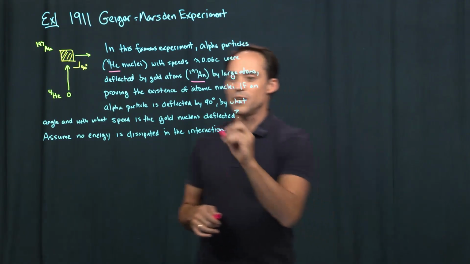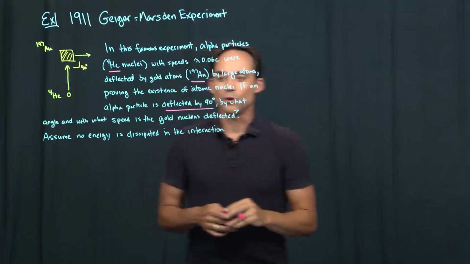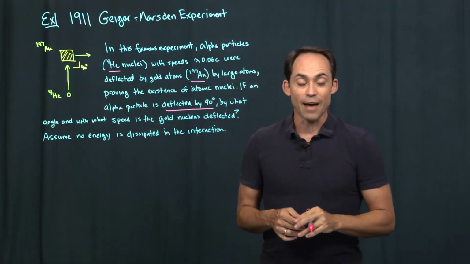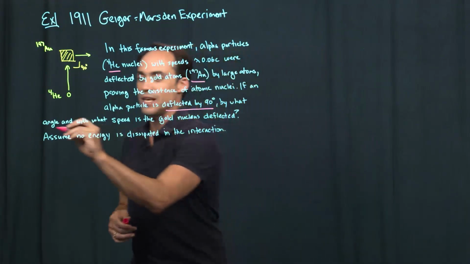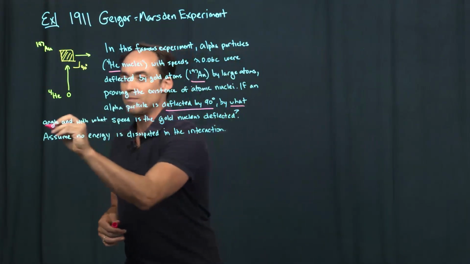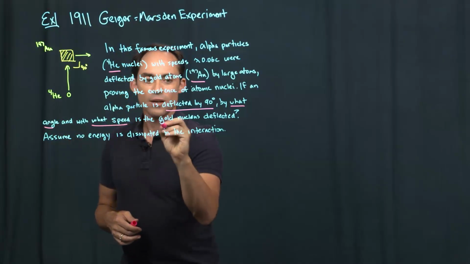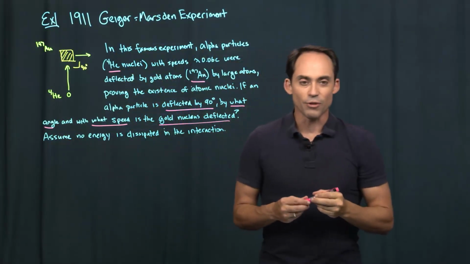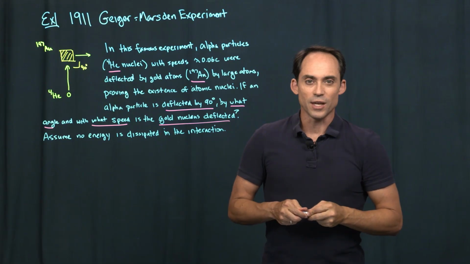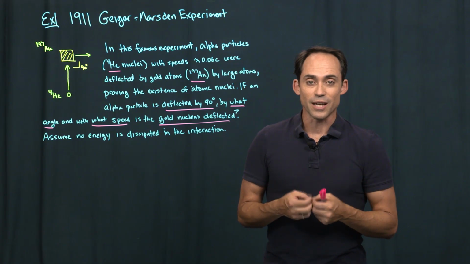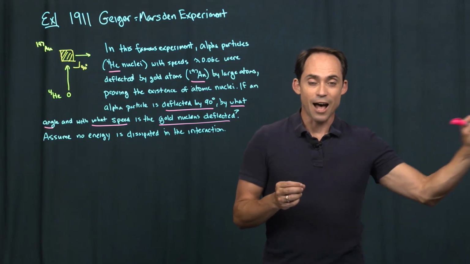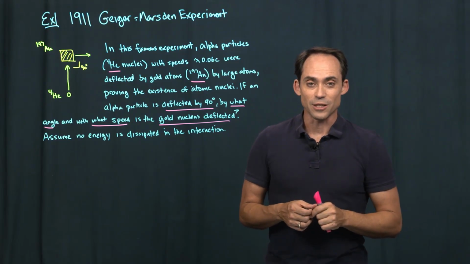We're also told the deflection angle of 90 degrees for the angle in which the alpha particle is deflected away. And then we're asked to calculate at what angle and what speed the gold nucleus is deflected. So we're really looking for the angle in which that second particle, the gold nucleus, is deflected and its speed as the alpha particle is deflected off at 90 degrees.